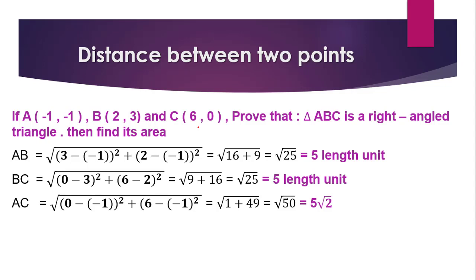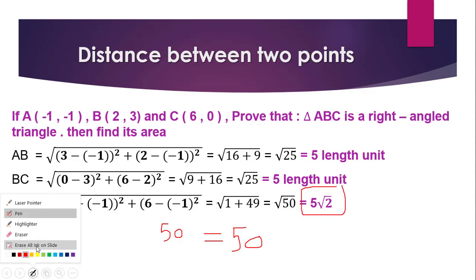Here we have 3 sides: 5, 5, and 5 root 2. The greatest one is 5 root 2, so I'll get the square of this side. It will be 5 power 2, 25, and root 2 power 2 is 2, so 25 times 2. So the square of the greatest side will be 50. What about the summation of the squares of the two other lengths? 5 power 2 equals 25, 5 power 2, 25, so also 50. So this triangle is a right angle triangle.